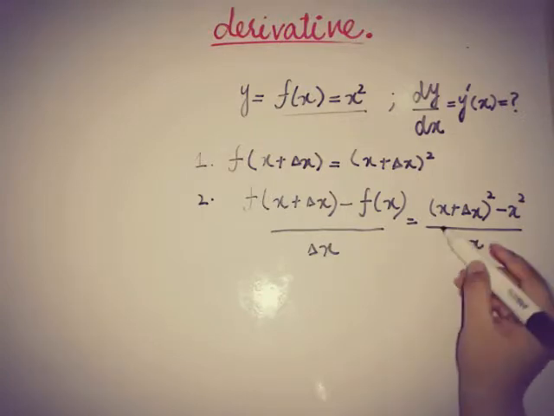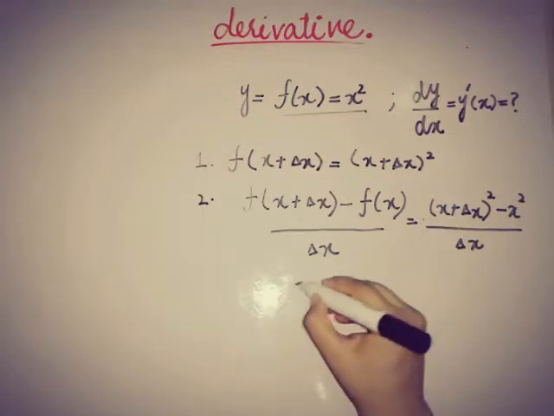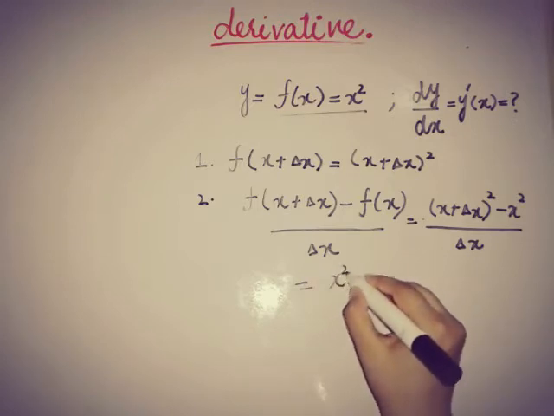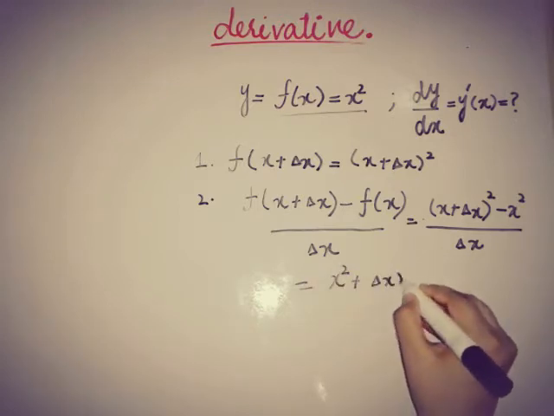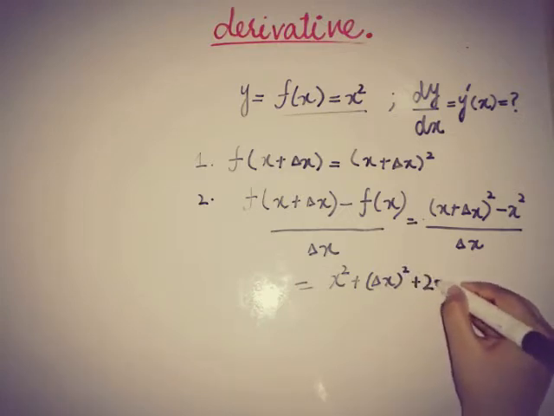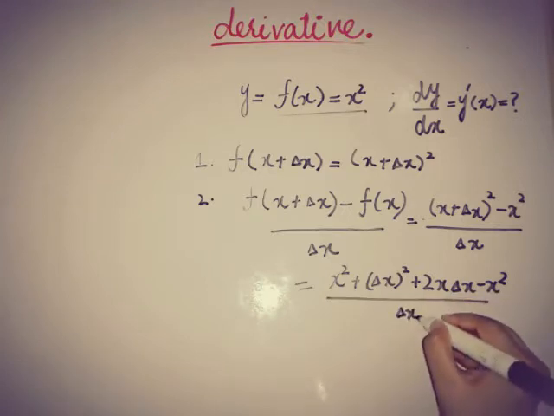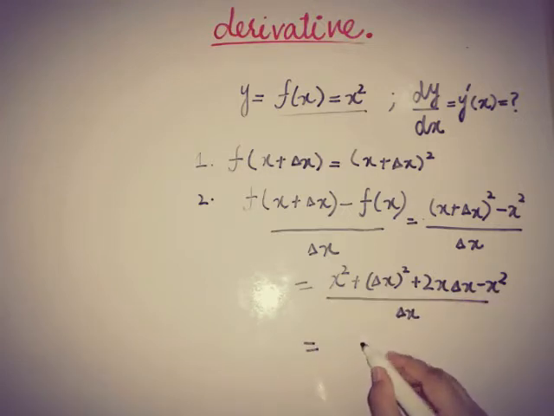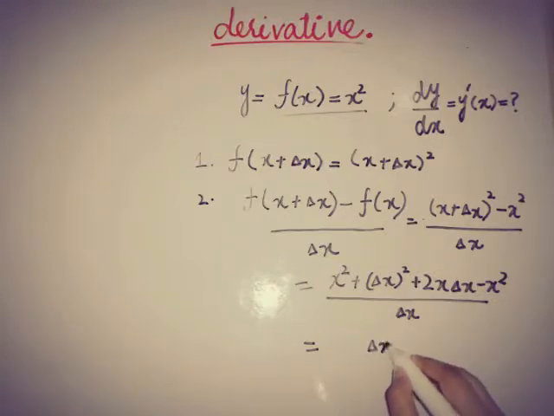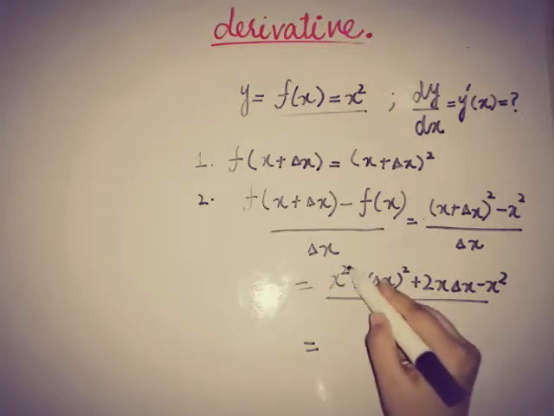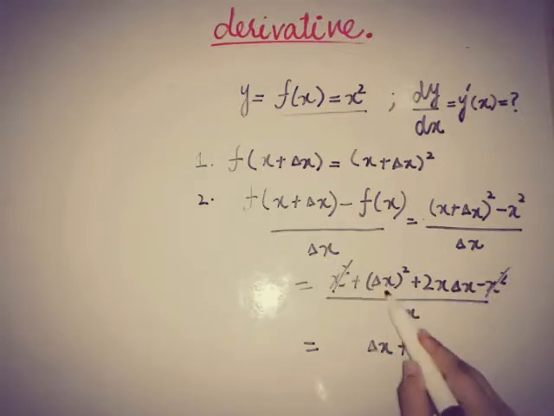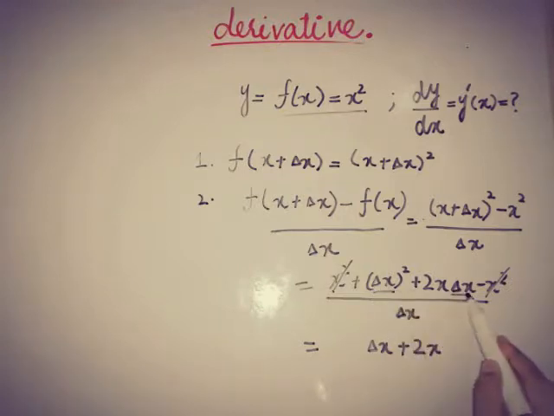Now we can simplify this expression first. So x squared plus delta x squared plus 2x delta x minus x squared, over delta x. By simplifying, we get this, because x squared cancels out, and by taking delta x common from the remaining terms and dividing by delta x, we are left with only this expression.